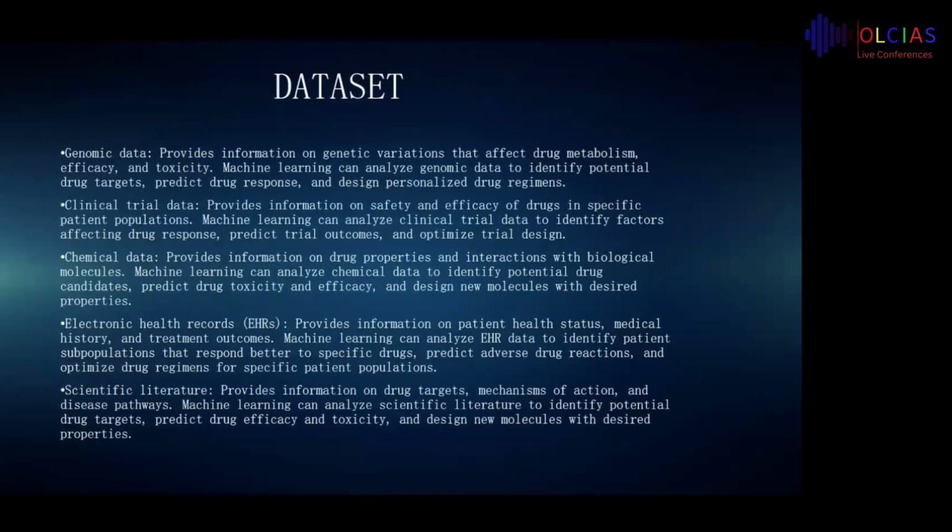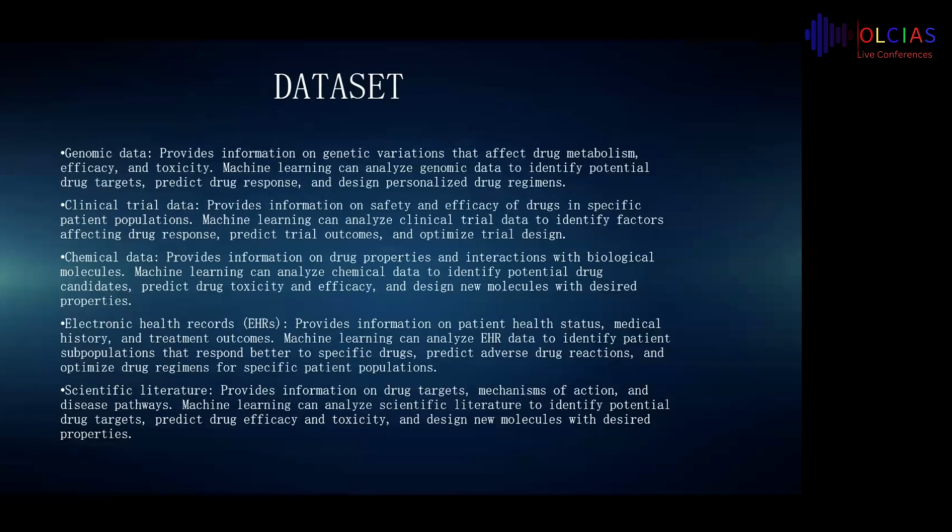These are the datasets. Genomic data provides information on genetic variations that affect drug metabolism, efficacy, and toxicity. Machine learning can analyze genomic data to identify potential drug targets, predict drug response, and design personalized drug regimens. Clinical trial data provides information on safety and efficacy of drugs in specific patient populations. Machine learning can analyze clinical trial data to identify factors affecting drug response, predict trial outcomes, and optimize trial design.